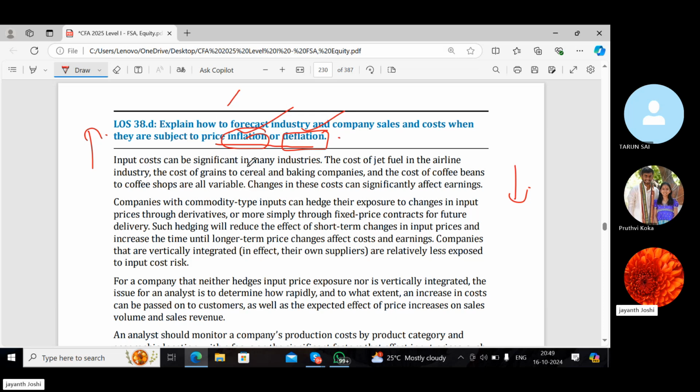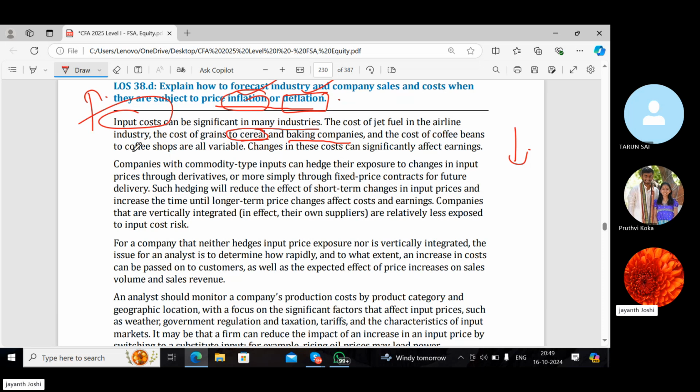Input cost can be significant in many industries. Yes, it matters. The cost of jet fuel in the airline industry, the cost of grains to cereal companies, and banking companies. See, grains, if you take rice and wheat and all, become costly, it becomes tough for us. Banking companies, they raise interests. The cost of coffee beans to coffee shops, all are variable. They are not fixed, and changes in these costs can significantly affect your earnings.